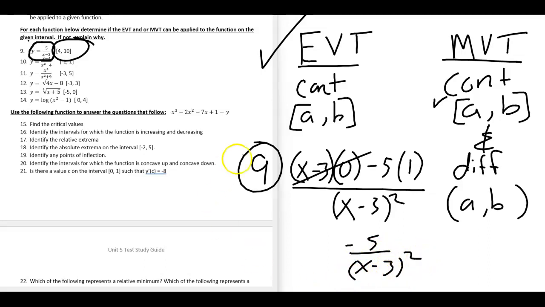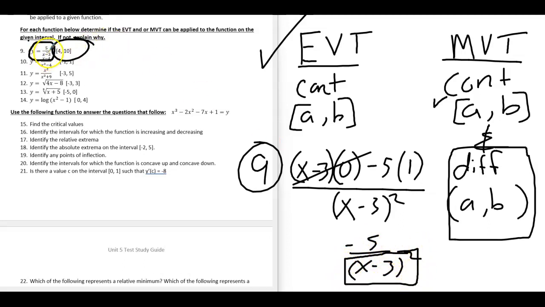Why not? Well, because all that we really care about is, is this differentiable on our open interval? Now, once again, the derivative is also a rational function. My original function was this, which is a rational function. Its derivative is also a rational function. And in fact, the denominator of this one is the exact same thing as this one. It just has a square on it.